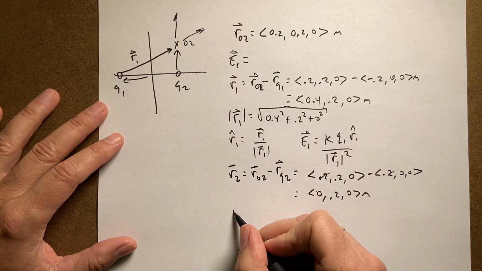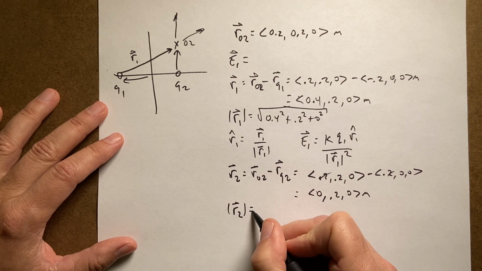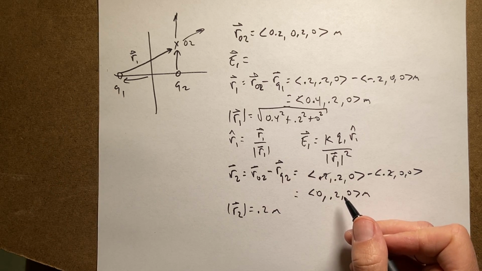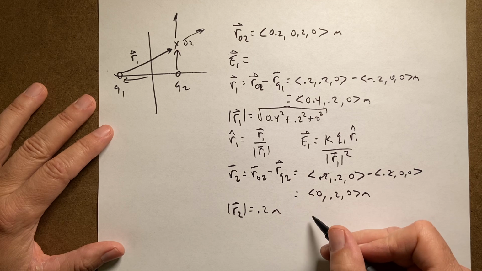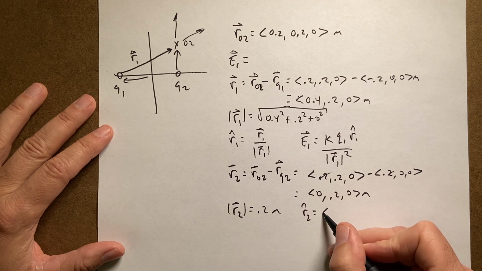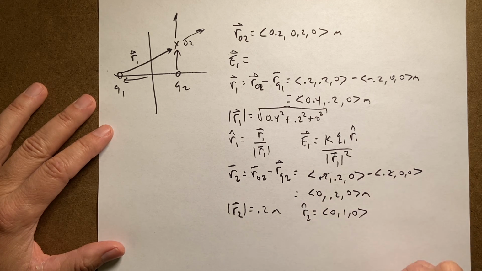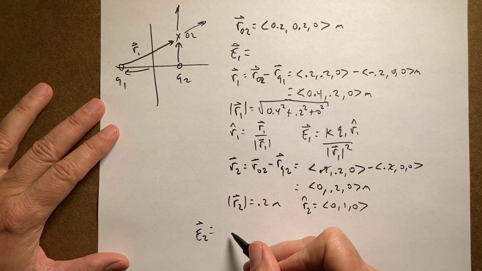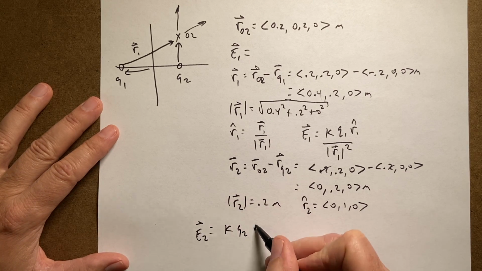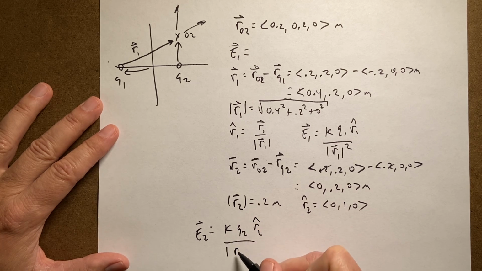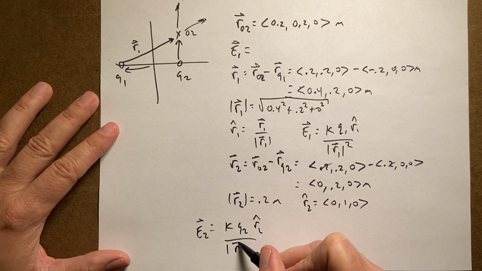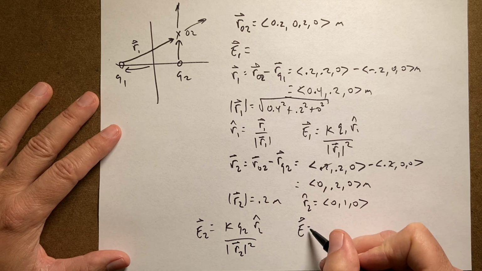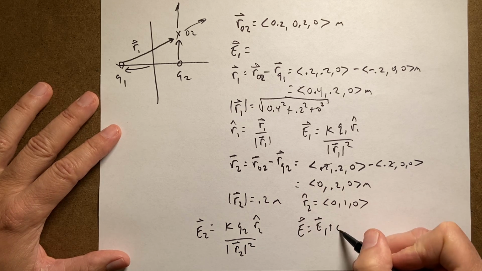Now I can very easily do the R2 magnitude. It's just going to be 0.2, right? Because it's squared, then square rooted. It's pretty easy to do. Now I can find R2 hat. Again, easy. That's just 0, 1, 0 because it's in the y direction. Now I can find E2. It's just going to be K, Q2, R2 hat over the magnitude of R2 squared. And then I can find E total, E1 plus E2.